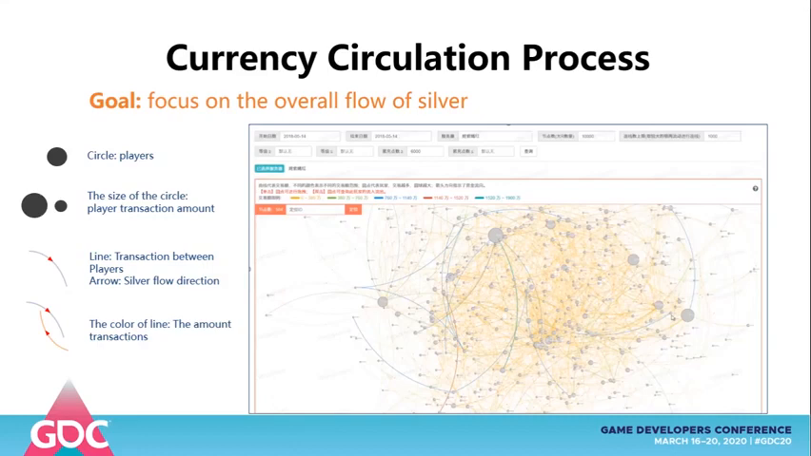This network has 2 elements, circles and lines. A circle represents a player, and the larger the circle, the greater the player's trading value. The lines represent transactions between players. The arrows on the lines represent the flow of silver, and the colors of the lines represent the amount of silver. These deals are linked together to form a vast network of players' transactions.